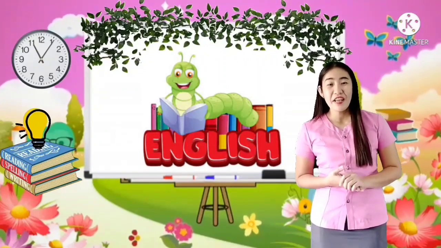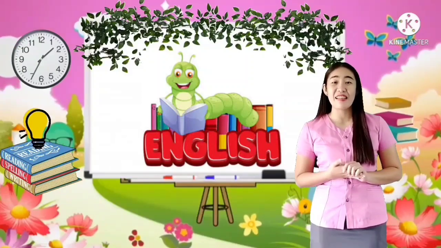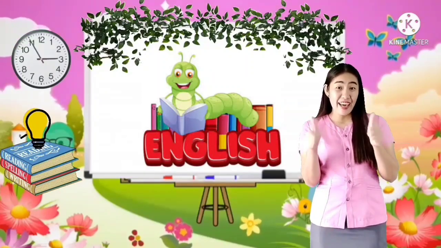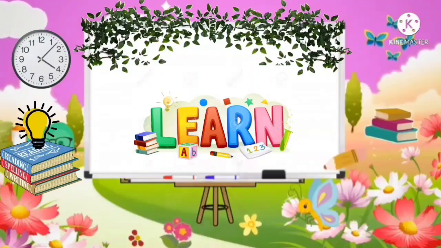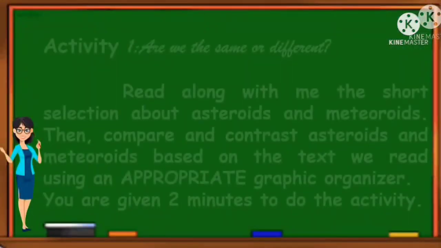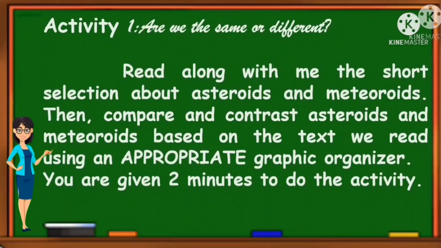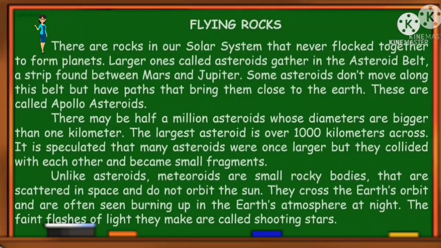How was it, kids? Did you have fun learning about using appropriate graphic organizers in text? Yes? Good job! I'm sure that you will be able to answer all the activities in this lesson. Are you ready? Read along with me the short selection about asteroids and meteoroids. Then compare and contrast asteroids and meteoroids based on the text we will read using an appropriate graphic organizer. You are given 2 minutes to do this activity.